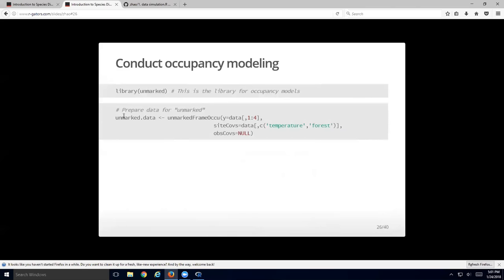For the unmarked package, the form is a little bit different. First, I need to prepare the data for the function I need to use later. So I use this unmarked frame occupancy. The first part is your observation. This time we use the original 4 columns.